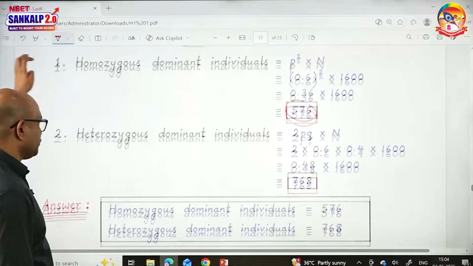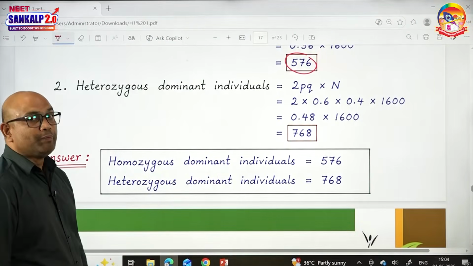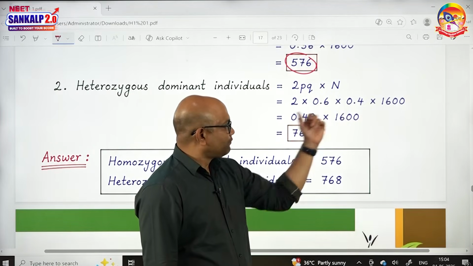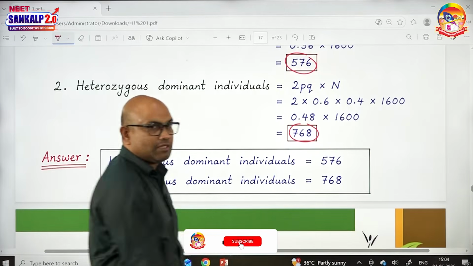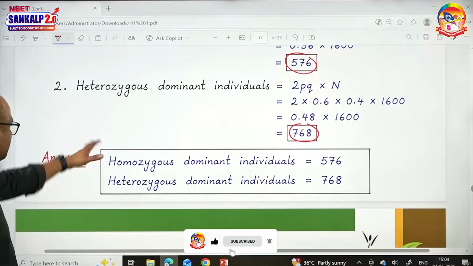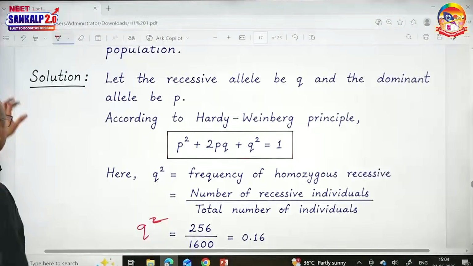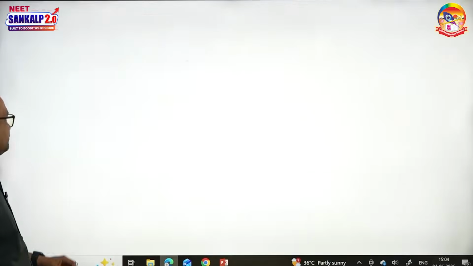How can you calculate heterozygous dominant individuals? That is by the 2pq value, 2 into p value into q value. So 2 into 0.6 into 0.4, that is 0.48, into 1600, 768 individuals are heterozygous dominant. Some simple numericals are asked from this. So we better learn these simple numericals, because they ask these kinds of questions in NEET many times.